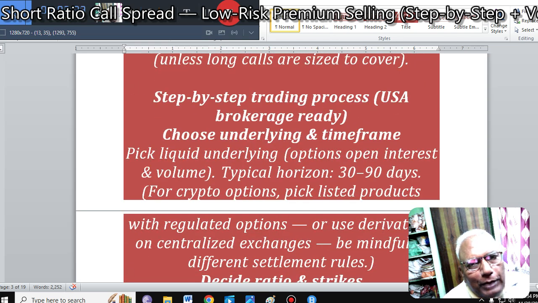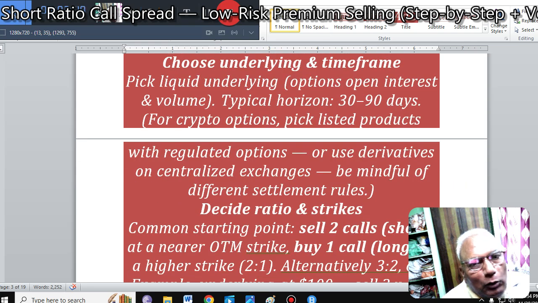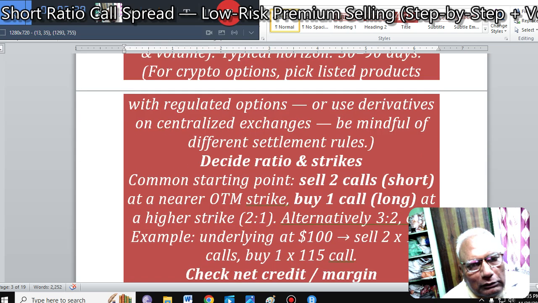Step-by-step trading process, USA brokerage ready. Choose the underlying and time frame. Pick a liquid underlying with good option open interest and volume. Typical horizon is 30 to 90 days. For crypto options, pick listed products with regulated options or use derivatives from decentralized exchanges. Be mindful of different settlement rules.